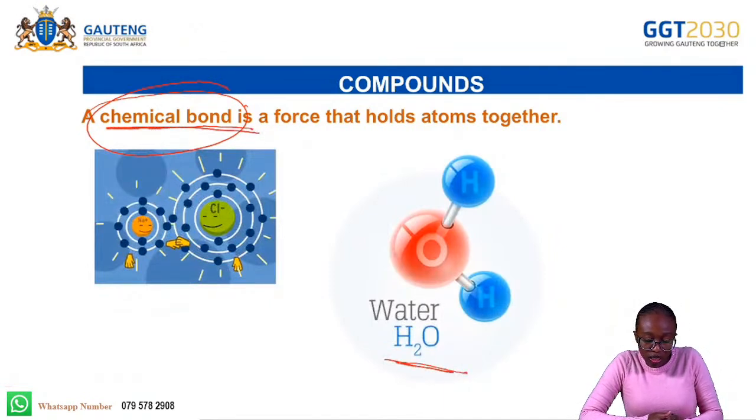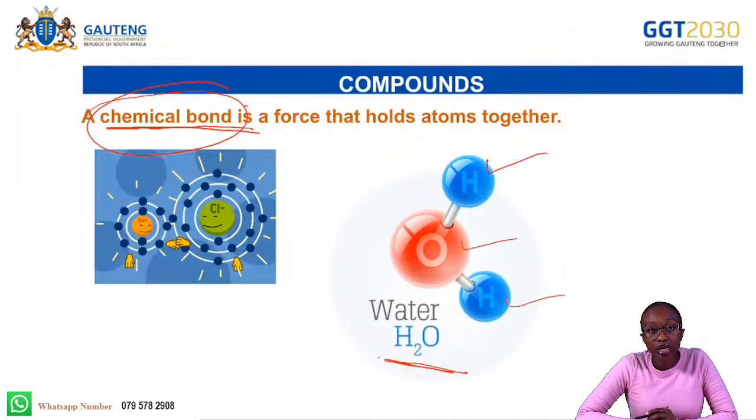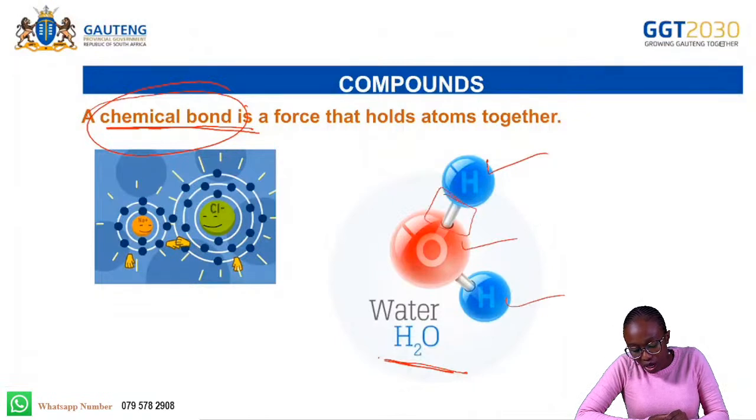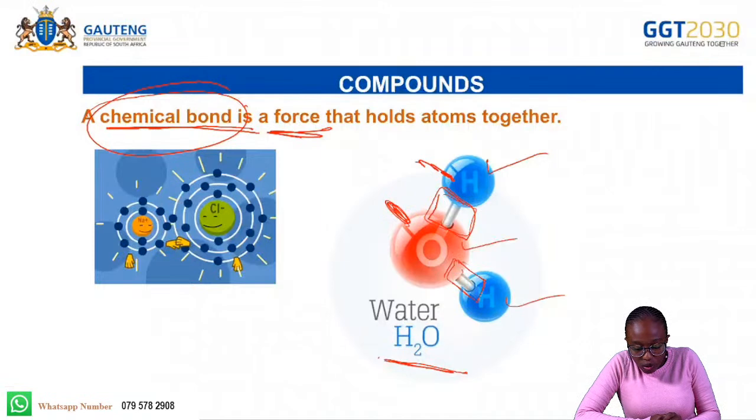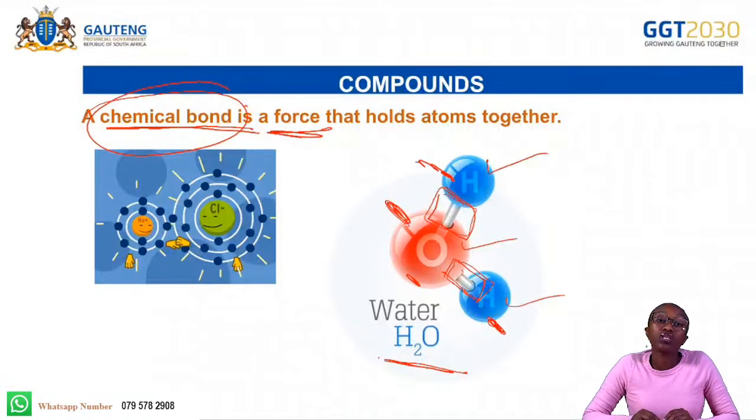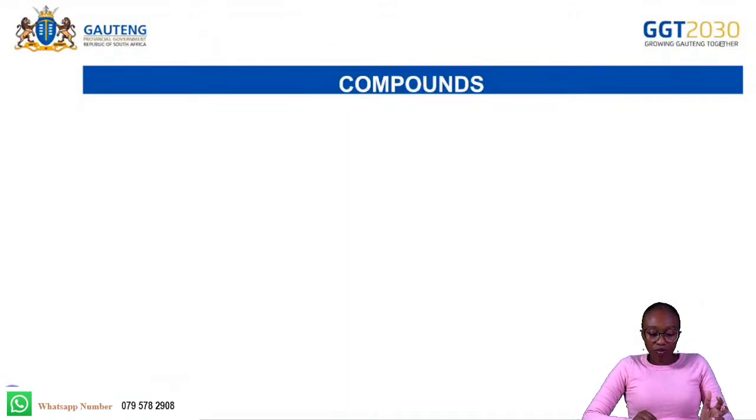And then we also have one example here of water, a water molecule. Remember, water is a molecule of a compound, where we have two hydrogen atoms chemically bonded to an oxygen atom. Here our chemical bond is represented by this line. This line represents the chemical bond, the force that holds this hydrogen atom together with this oxygen atom. And then this bond is holding this hydrogen atom together with the oxygen atom. So that is a chemical bond.